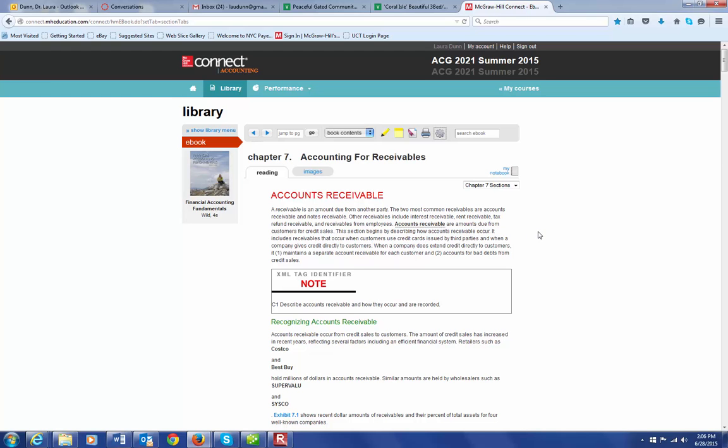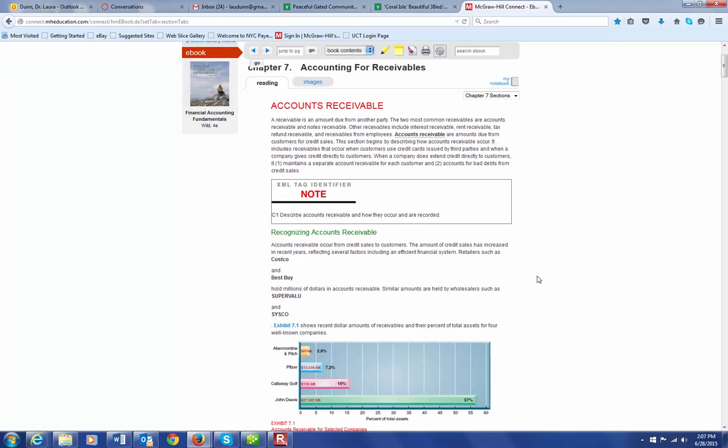Accounts receivable are any amounts that are due from customers for sales on credit. So you sold them the material, they agreed to pay you, but they have not paid you yet. They didn't pay you in cash. So we're going to talk in this section about how you account for those types of receivables.